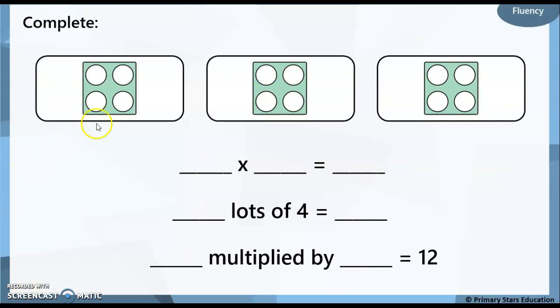Here we have 3 lots of 1, 2, 3, 4. So 3 lots of 4, or 3 groups of 4. It's hard to count in 4s, so we'll count in 2s. 2, 4, 6, 8, 10, 12. We have 3 lots of 4. That equals 12. So then we also know that 3 multiplied by 4 equals 12.